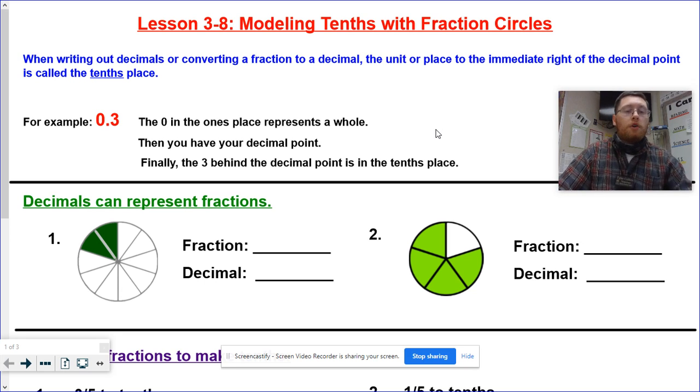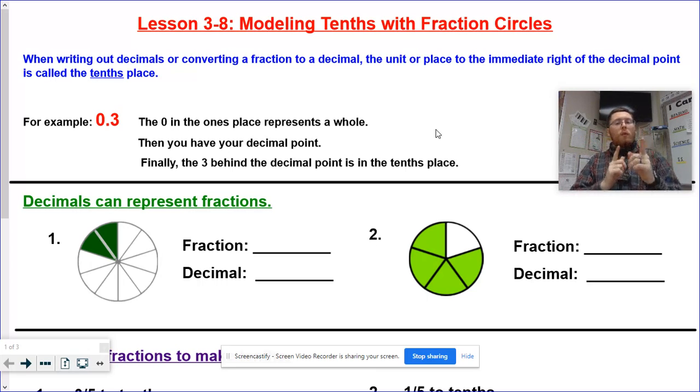What's up, guys? All right, so for lesson 3-8 today, we're going to be modeling tenths with fraction circles. What we're going to be talking about today is taking those fractions and also introducing decimals. If you haven't checked out the "What Is a Decimal" video on my YouTube channel, you need to go check that out. It's also linked on the page as well.